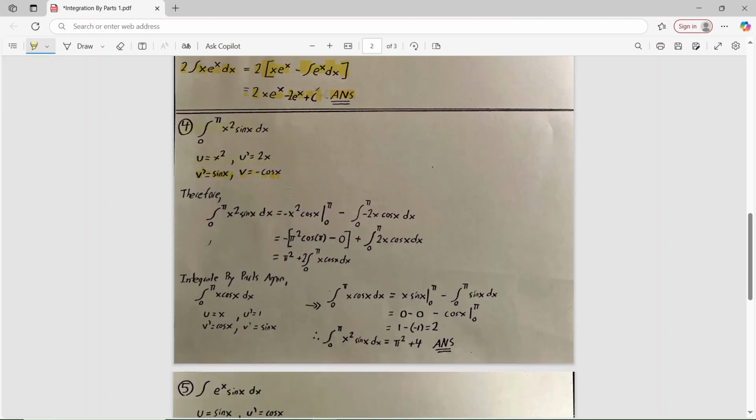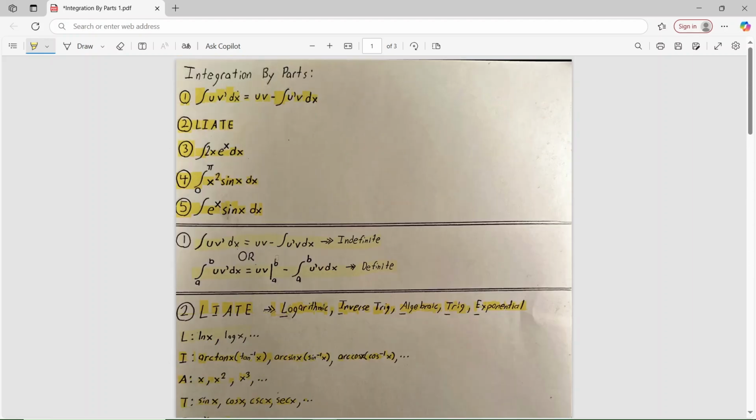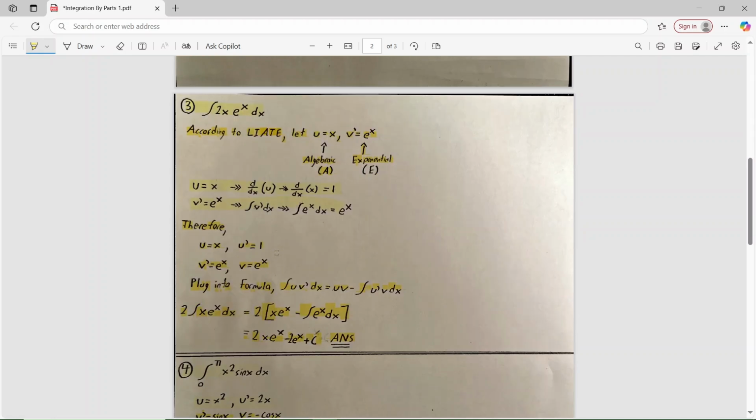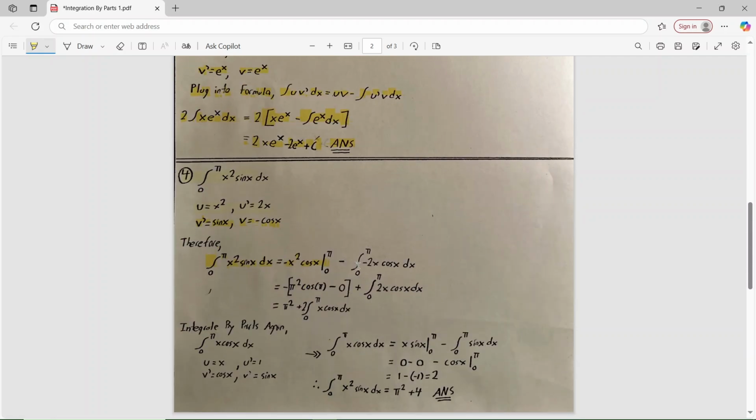And we plug into the formula again. So this would be u v prime equals u times v. Remember, according to the formula that we had earlier on, for the definite integral, we have our bounds, minus u prime times v.